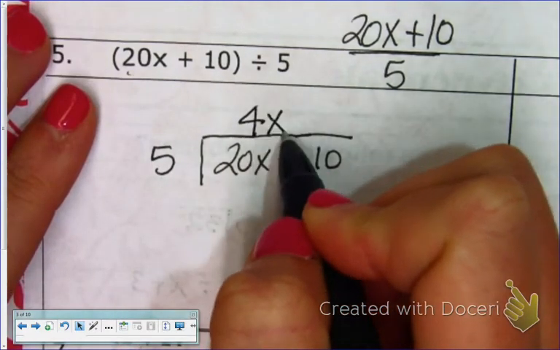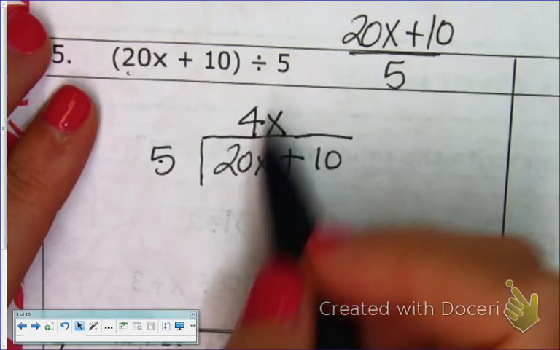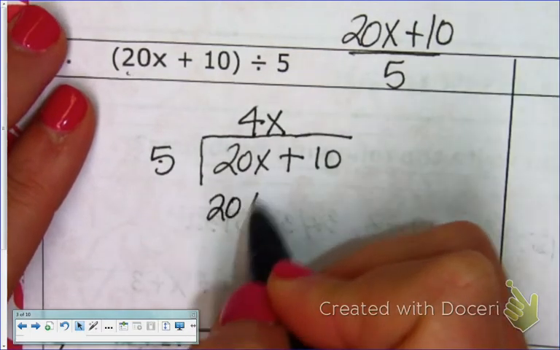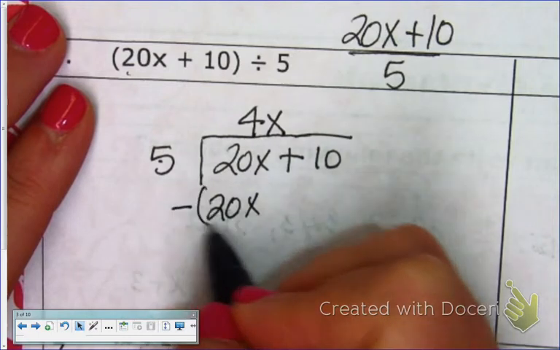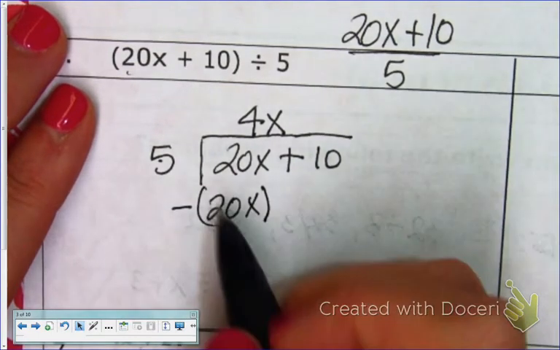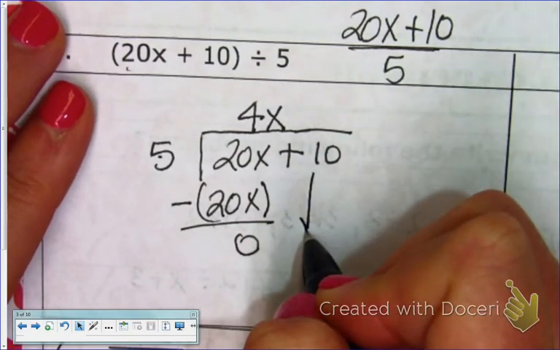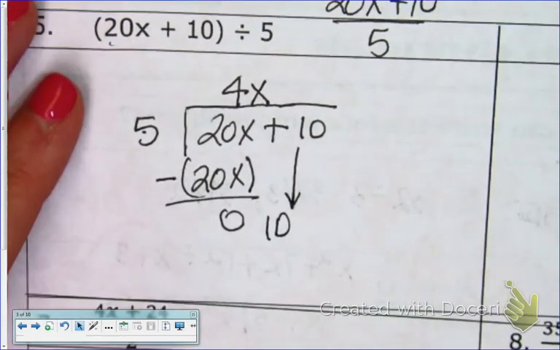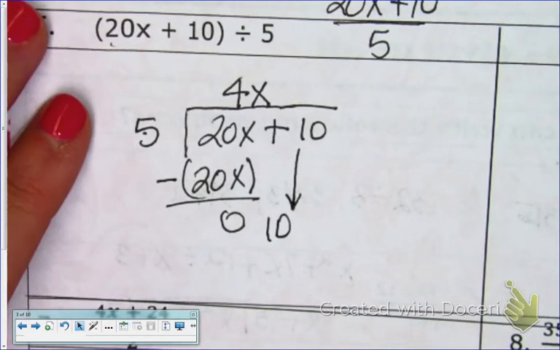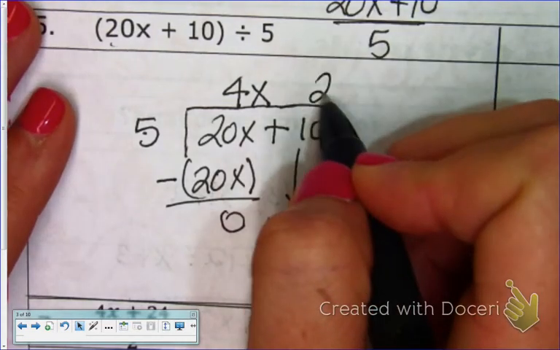4x. So, what is 4 times 5x? 4x times 5? 20x. Now, we have to subtract everything we just did. So, that becomes 0. Remembering back to our long division, you bring down your 10. So, we ask ourselves, 5 times what will give me 10? Positive 2 or negative 2?